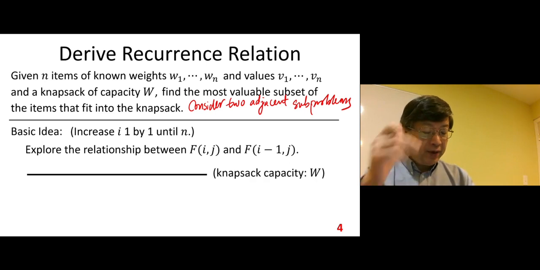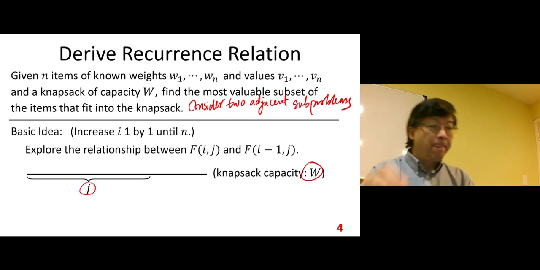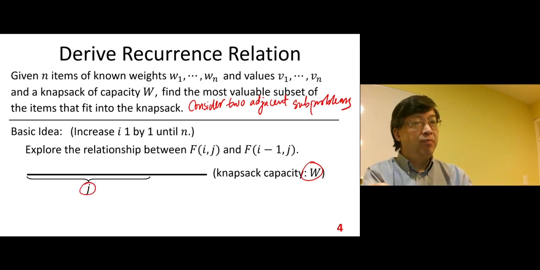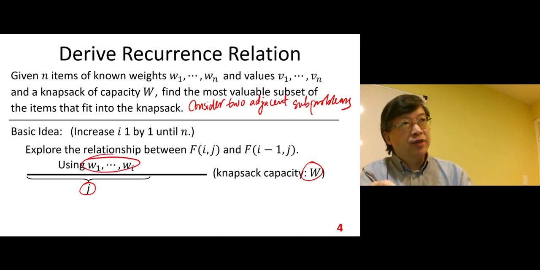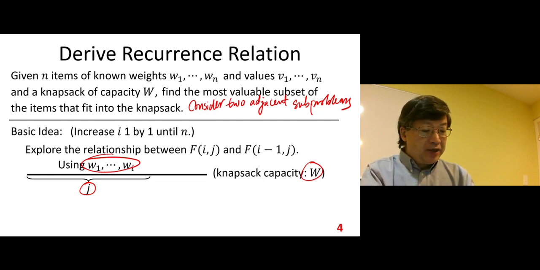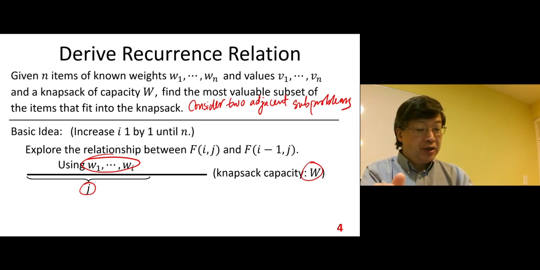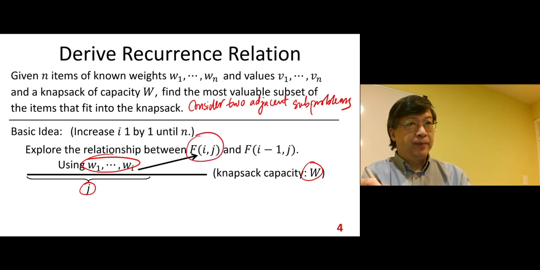Suppose the whole line segment corresponds to the capacity W. But when we consider a subproblem, we do not use the whole capacity. We consider capacity J for one particular subproblem. And in this special case, we consider these weights from W1 through Wi. So the optimal solution for this case corresponds to f of i, j.